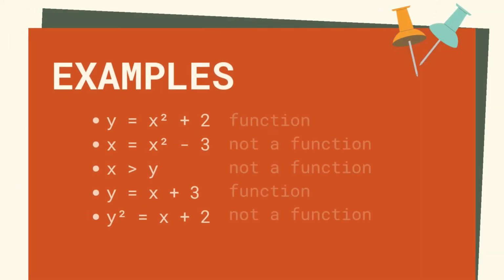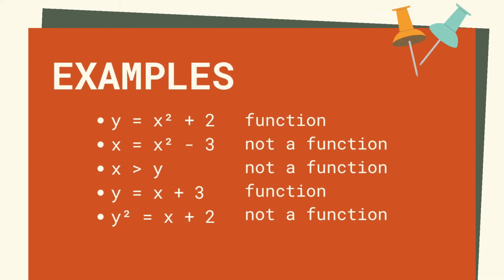First example is y is equal to x squared plus 2. This is a function because it is in equality form and has x and y. The second example is x is equal to x squared minus 3. This is not a function because there is no y in the equation. The third example is x is greater than y. This is not a function because it is not in equality form.